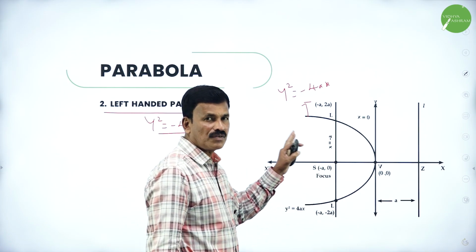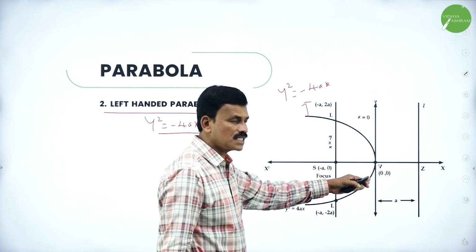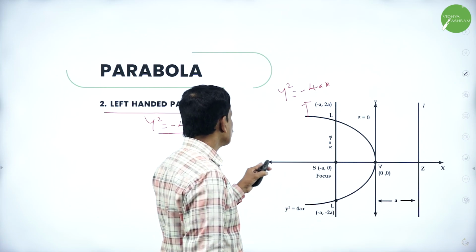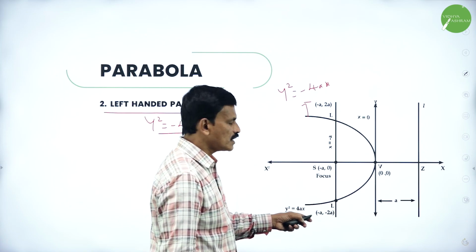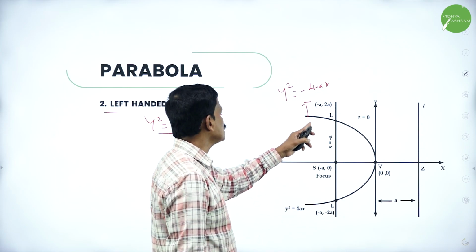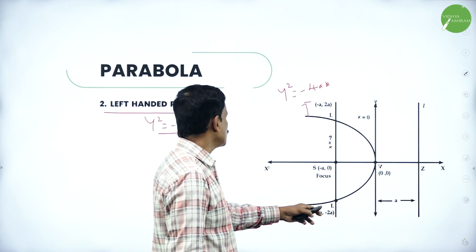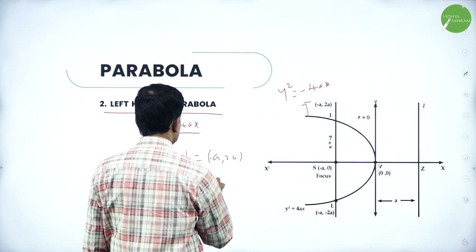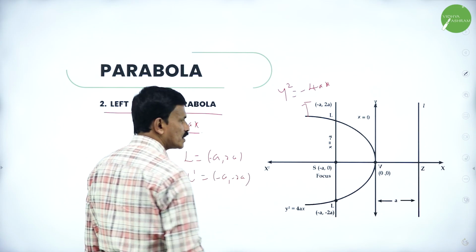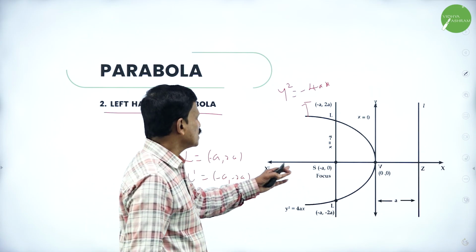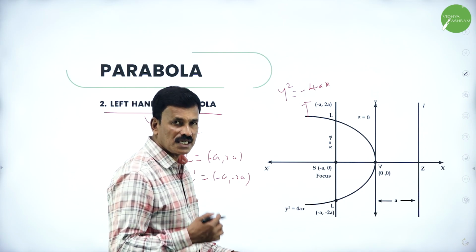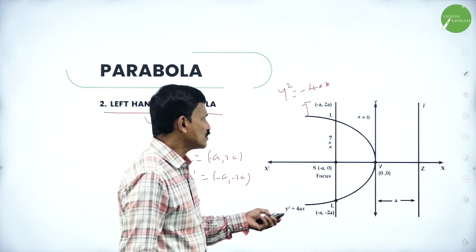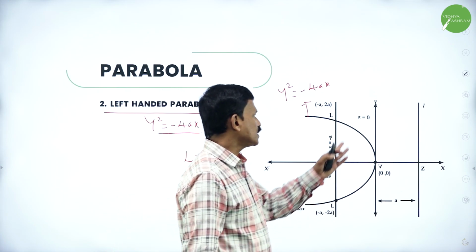So for this parabola y square is equal to minus 4ax, the vertex is the same, 0 comma 0, and the focus is minus a comma 0. And LL dash is the latus rectum, where L is equal to minus a comma 2a, and L dash is equal to minus a comma minus 2a, both are negative. So the focus is minus a comma 0. Here for the first it is a comma 0, for the second one y square is equal to minus 4ax, the focus is minus a comma 0, the vertex is 0, 0, and the directrix.